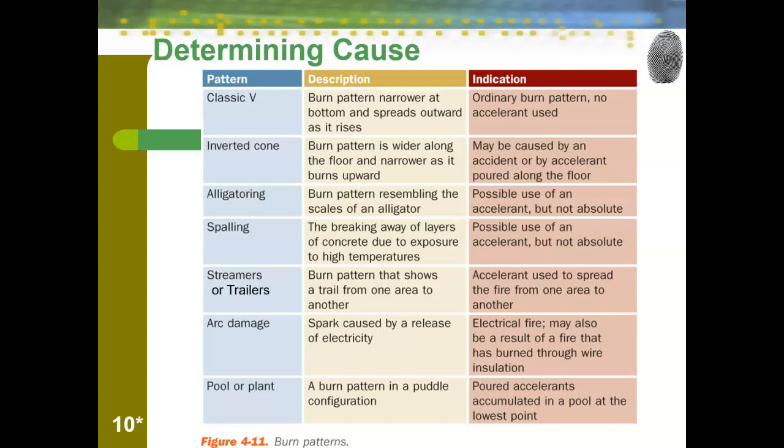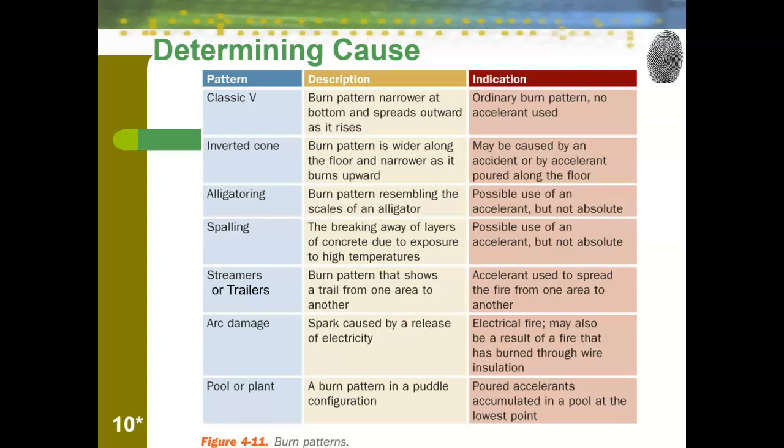Then we have alligatoring. You have probably seen alligatoring if you've ever burned logs in a fire pit. And this is a burn pattern resembling the scales of an alligator. This means that there's a possible use of an accelerant, but not absolute. It has to do with how hot the fire gets. You have to get a fire pretty hot to get alligatoring, and it used to be thought that we could only get a fire that hot with the use of accelerants, but now we know that it doesn't necessarily mean that.